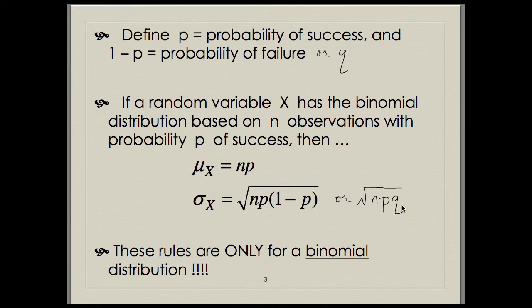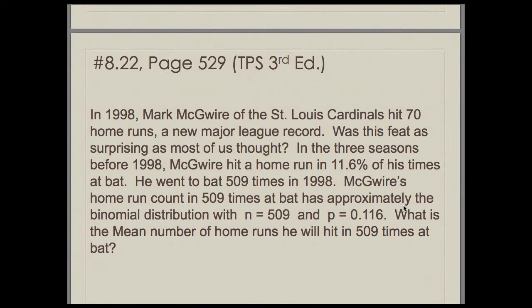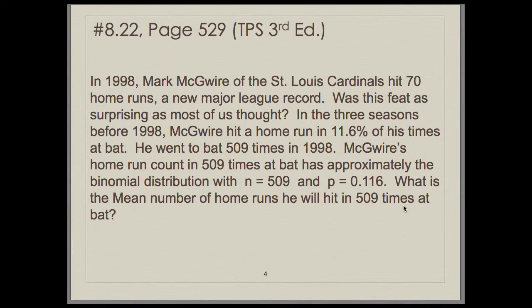So let's take a look at a couple problems. Each of these are going to be from the Practice of Statistics textbook, 3rd edition. And the first one we're going to look at is number 8.22. So back in 1998, Mark McGwire of the St. Louis Cardinals hit 70 home runs, which was, at the time, the new major league record. So the question is, if this feat was as surprising as most of us thought at the time.